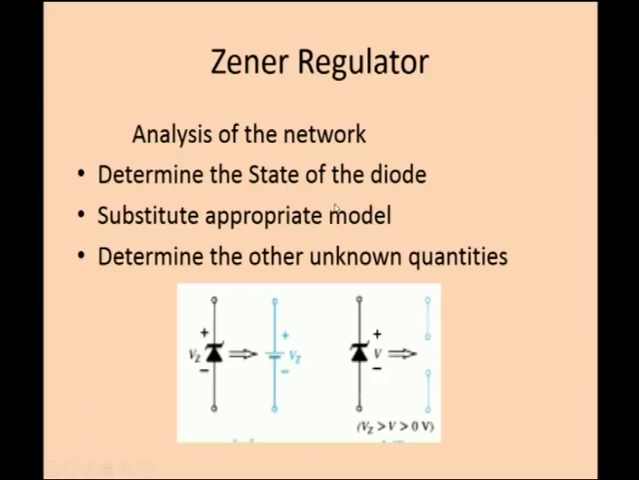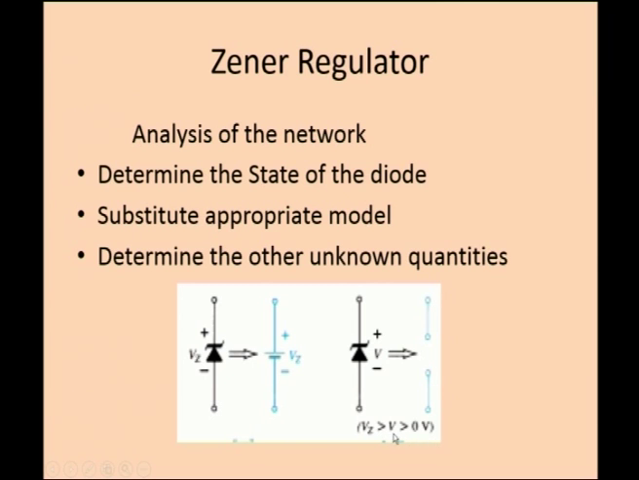Before going to the circuit, when we analyze the network, first we have to determine the state of the diode, whether the diode is in on state or off state, and substitute the appropriate model. So these are the models we have to substitute appropriately. If the Zener diode is on, then we know that it has VZ across its terminals. So this is the appropriate model to be replaced for the Zener diode when it is in on state. And if the Zener diode is in off state, we know that there is an open circuit.